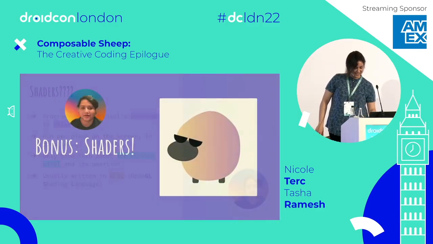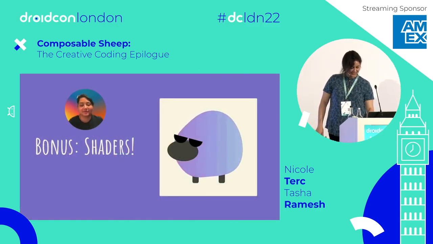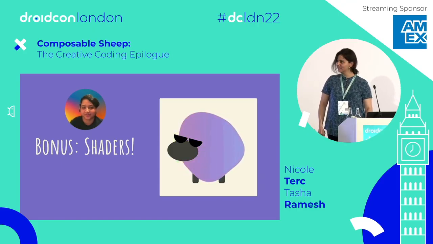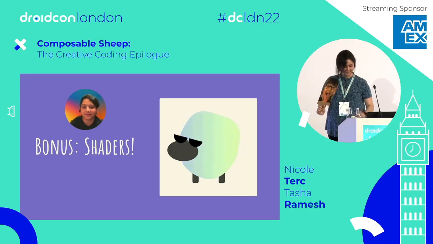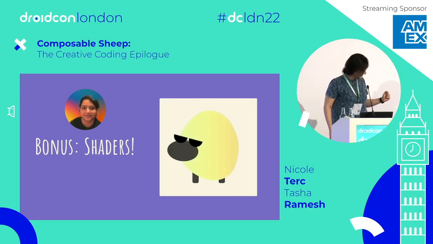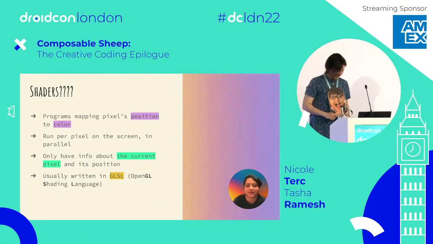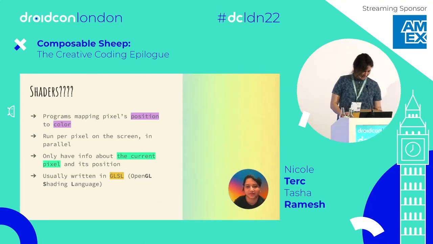No creative coding talk would be complete without even the slightest mention of shaders. Since Android 13 has been making its rounds, we're going to dip into shaders just a little bit and take a quick look at how to use them with the help of our trusty sheep, of course. So what exactly are shaders? They're essentially just programs that determine a given pixel's position and color.